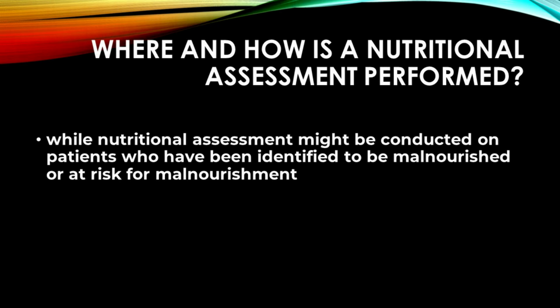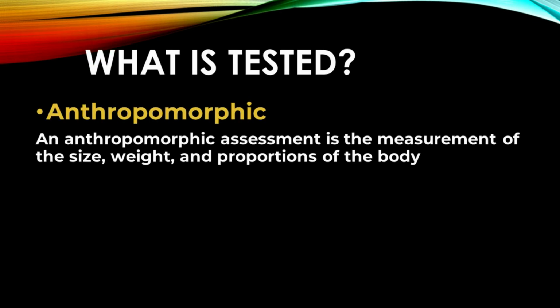Nutritional assessment can occur in a healthcare facility, in home-based care, or during support group meetings. A nutritional assessment will include taking anthropometric measurements, which include measuring height, weight, head circumference, mid-upper arm circumference, and skin fold thickness, and a biochemical, clinical, and dietary assessment, sometimes followed by an environmental assessment. An anthropometric assessment is the measurement of the size, weight, and properties of the body.